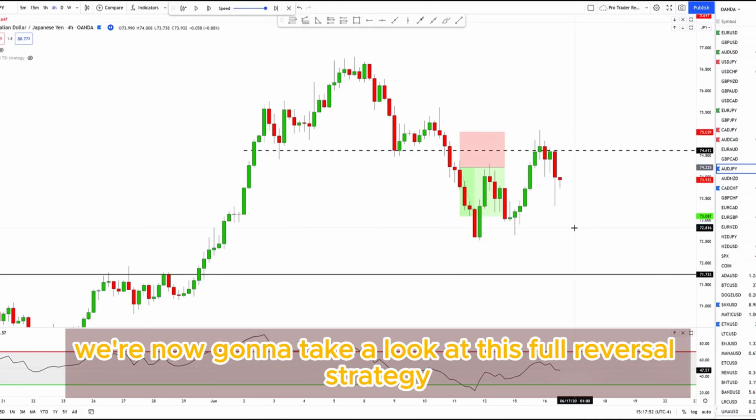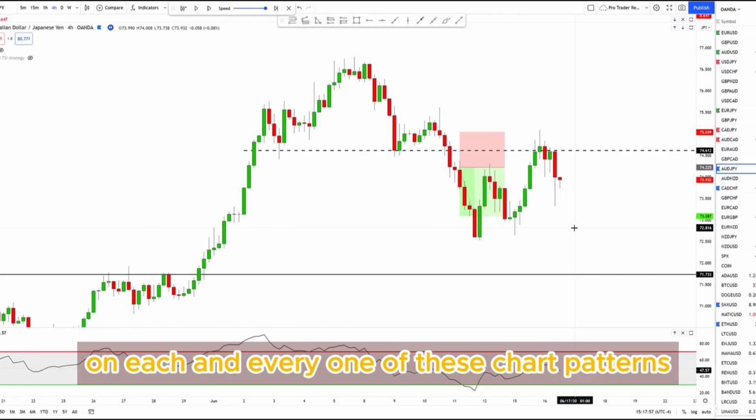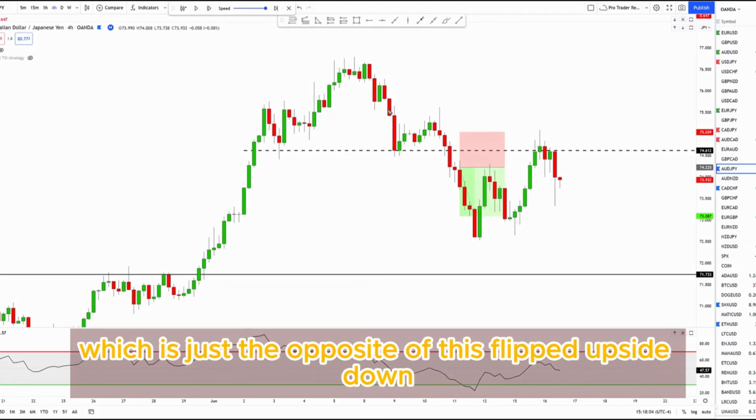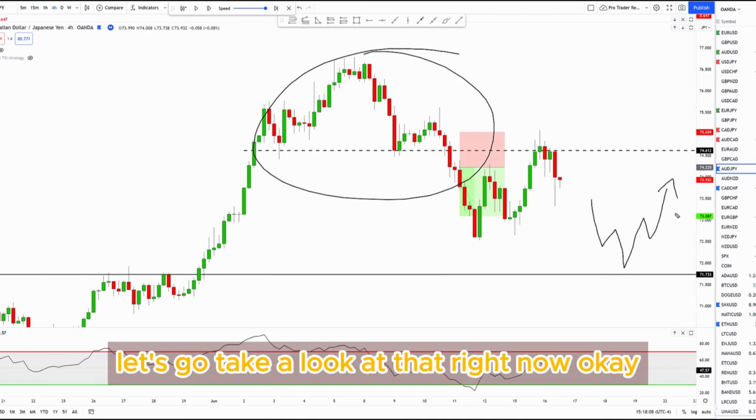We're now going to take a look at this full reversal strategy on each and every one of these chart patterns, starting now with the inverse head and shoulders pattern, which is just the opposite of this, flipped upside down. Let's go take a look at that right now.